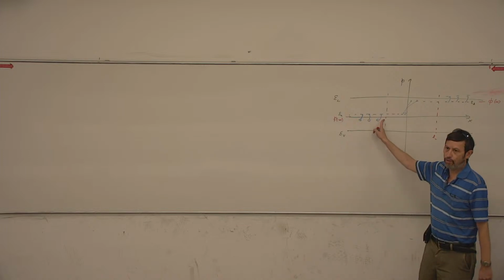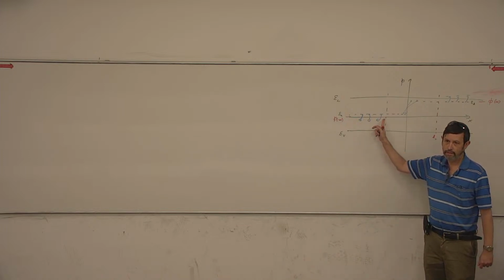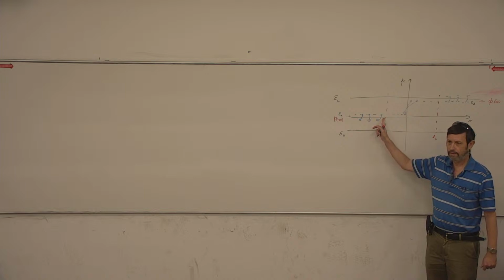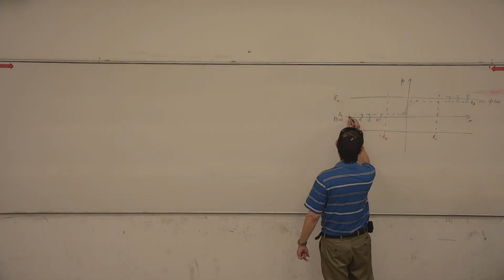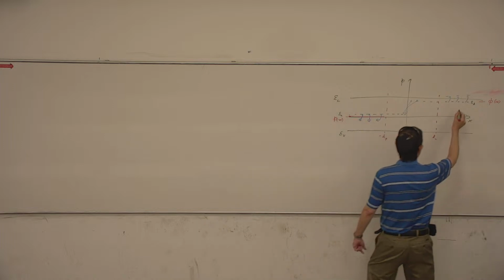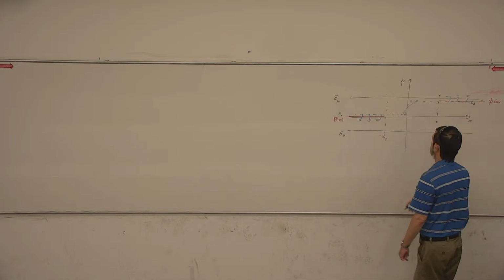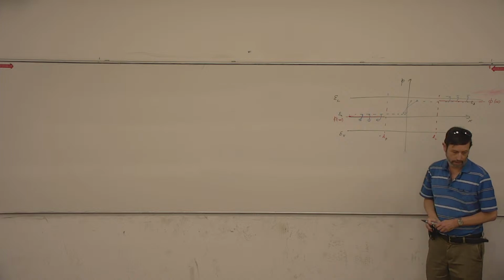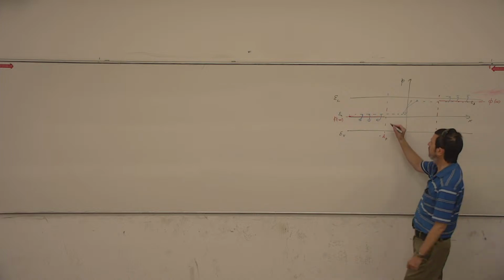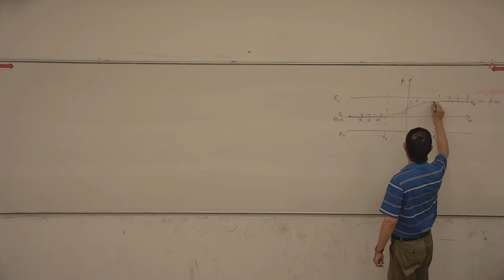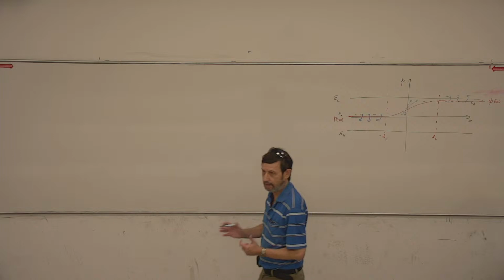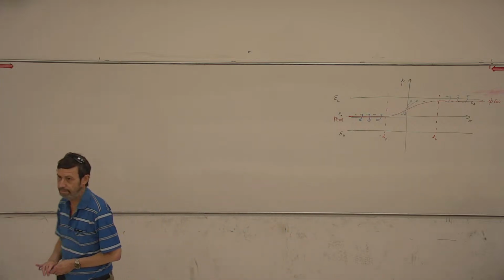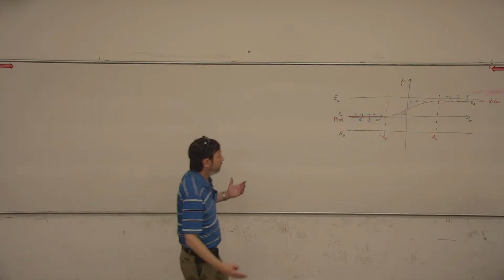What happens up to here? Nothing, because there's no charge. So nothing happens here, nothing happens here. And here we have a crossover between one to the other. That's the explicit form we have written down in the previous lecture. Okay, so far so good.